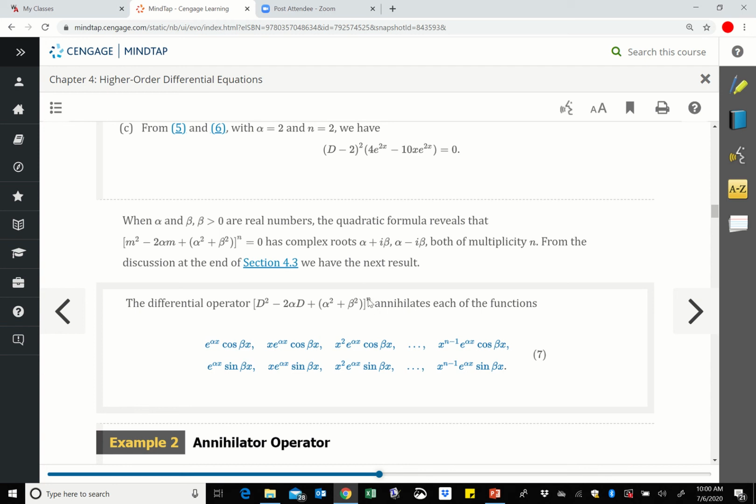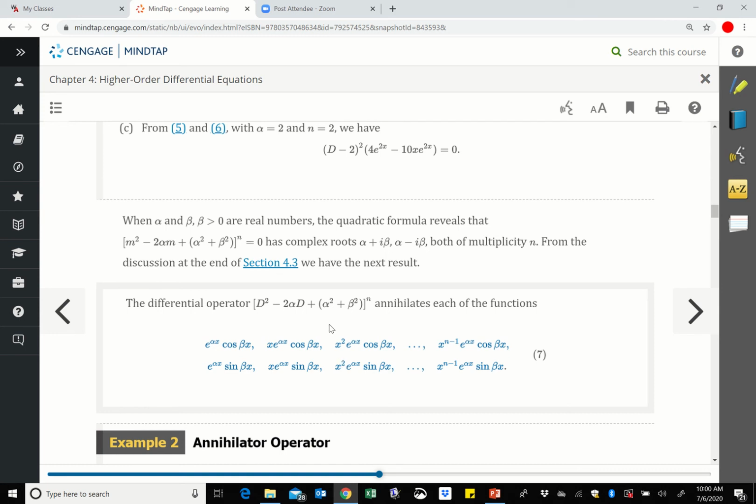And then this is going to be to the nth power, where n is one more than the highest power of x that would appear. So if we had an x cubed, then n would be 4. If we had an x to the 7th, then n would be 8. This differential operator annihilates all of these functions.